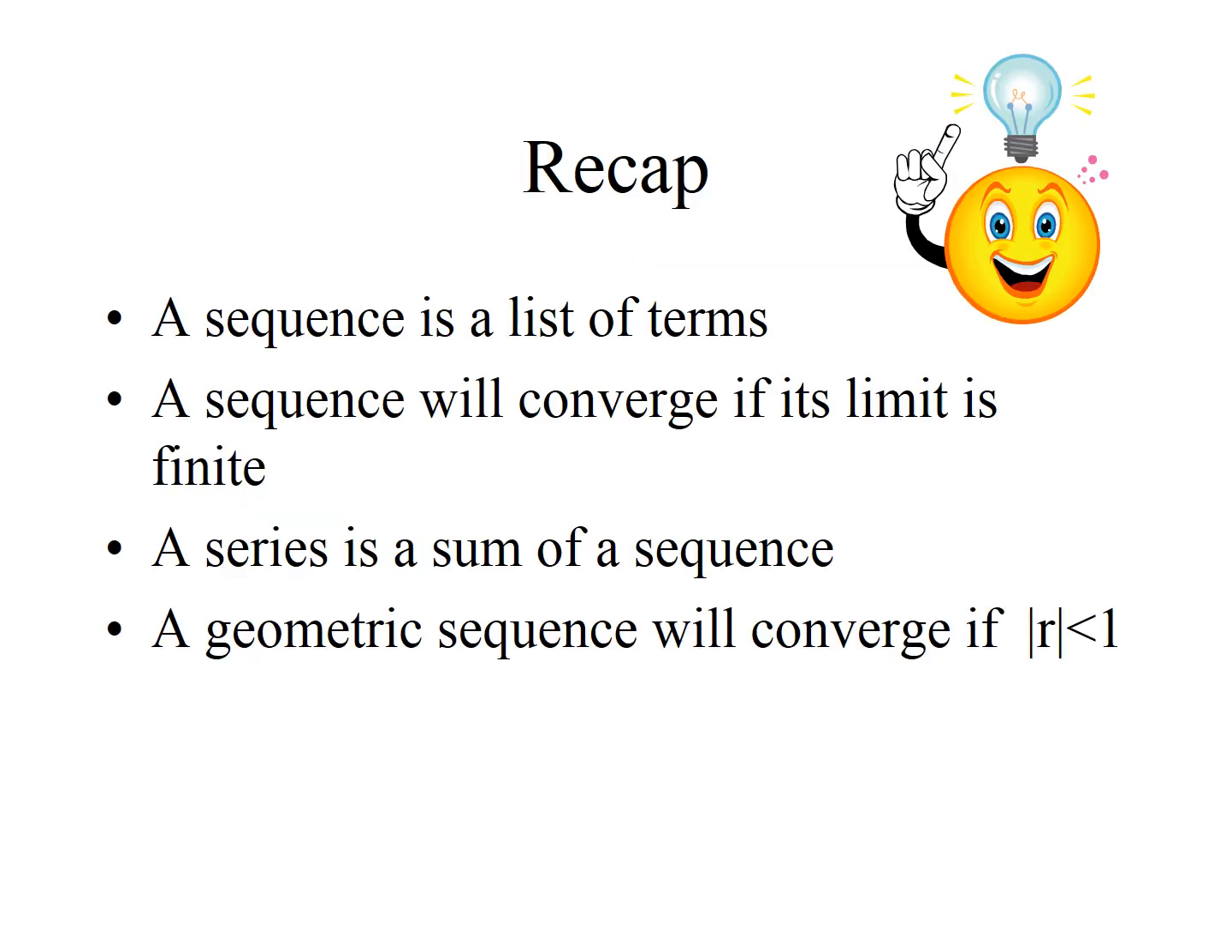Okay, so let's just recap quickly. A sequence is a list of terms. A sequence will converge if its limit is finite. A series is a sum of a sequence, and a geometric series will converge when the absolute value of r is less than 1.